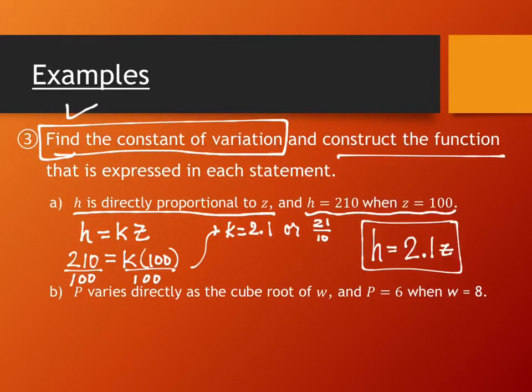Okay, let's try this one. Start with the equation generally written with the K in it. This one's a little bit trickier than the last one, so take a second to take a look. P varies directly as the cube root of W. What would that equation with the K in it look like? Write it down, and then we'll check and see if you're on the right track.